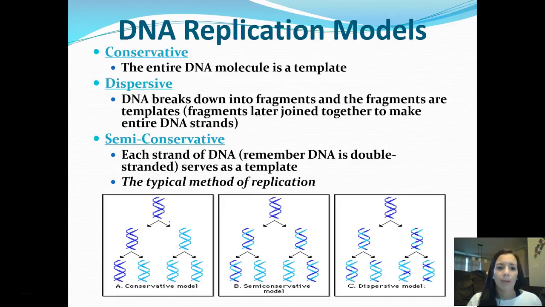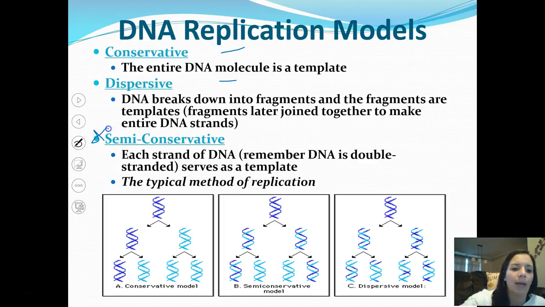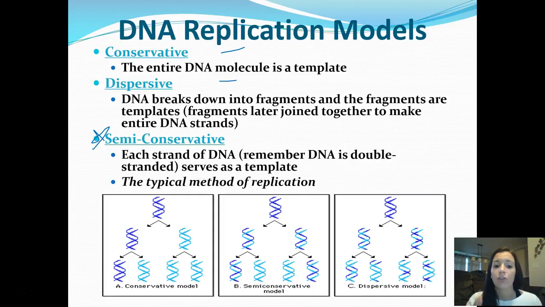So in DNA replication models, there's also some important things you need to know. There's several models, and you can read through conservative and dispersive, but what you really need to focus on is semi-conservative. Semi-conservative is the DNA replication model that's accepted. What this means is each strand of DNA serves as a template, so each side is going to make another strand on it. So what happens is we get this.